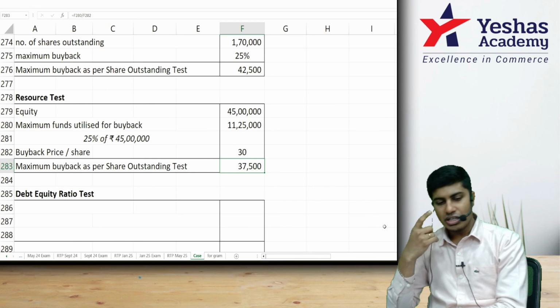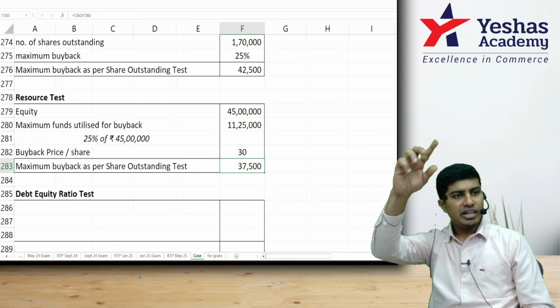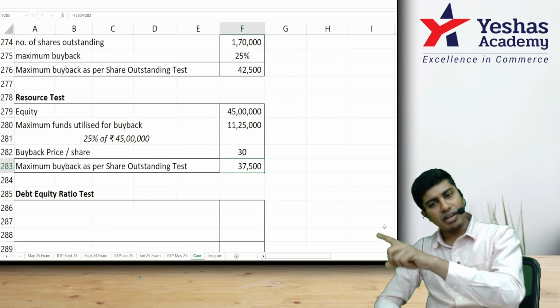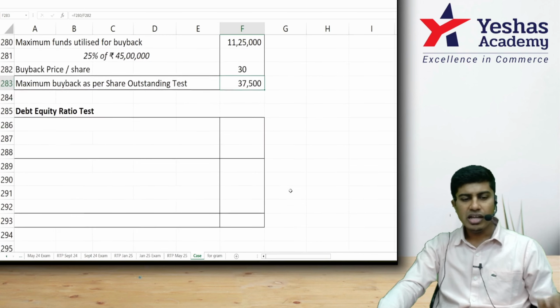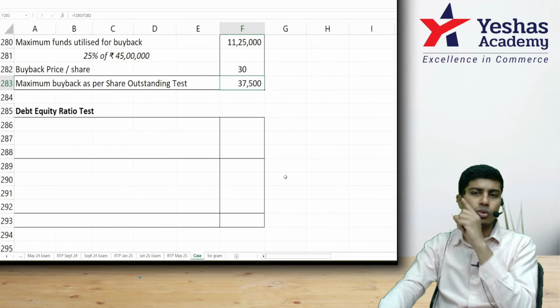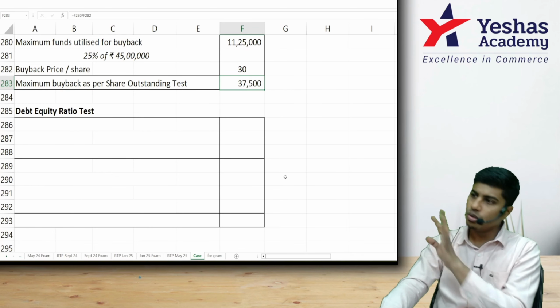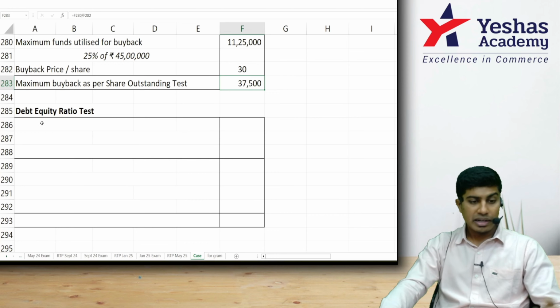Debt equity ratio test. See, for the debt equity ratio test, don't apply simultaneous linear equation. Take equity, deduct 50% of debt. Whatever you get, divide it by nominal value plus buyback price. That's it. You'll get the answer. You got this? Yeah. If in case you have any difficulty, please do revise the entire topic of buyback by way of this quick revision video. Once you do that, you will get a complete understanding as to how the debt equity ratio concept works. Let me go ahead.